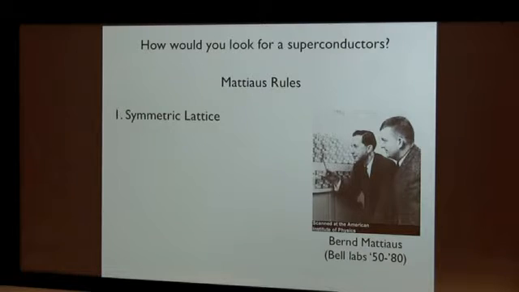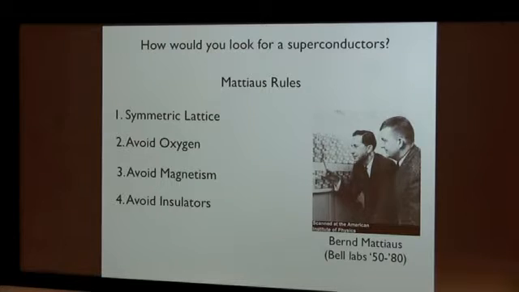So he had these rules. Look for symmetric lattice structures. Avoid oxygen. Anything with oxygen in it, forget it. Avoid anything that could be magnetic. Magnetism and superconductivity, they don't like one another. Avoid insulators, obviously, but also avoid materials that could be close to being insulators. Most important of all, don't listen to the theorists. These were his rules. And he made a living following these rules and really trained a generation of American scientists who discovered one superconductor after another and really pushed the field wide open.